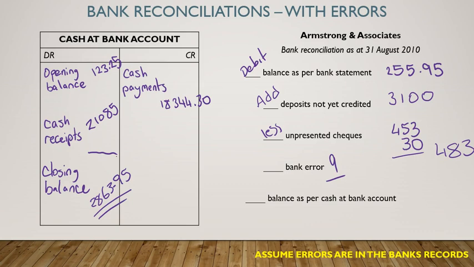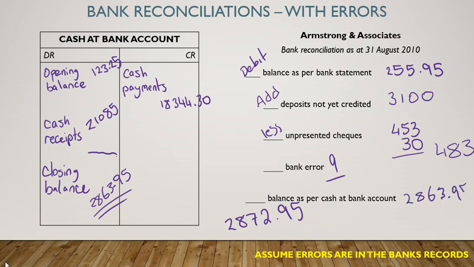So 255.95 plus 3,100 plus 483. I've pressed something wrong there. Okay, so when we add that all up, ignoring the bank error, we get 2,872.95. Now, if we take away $9, we will get $2,863.95, which will mean that it balances.